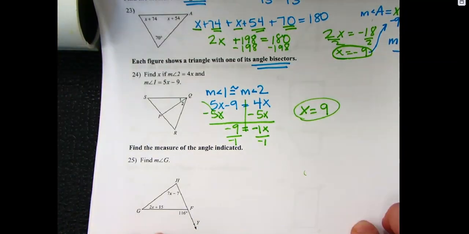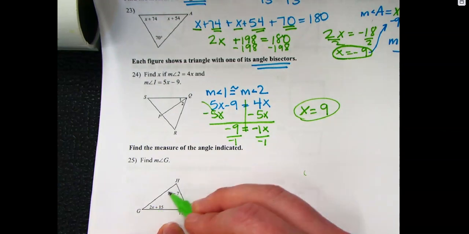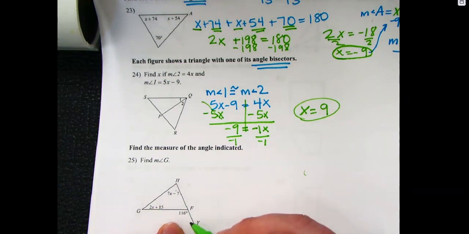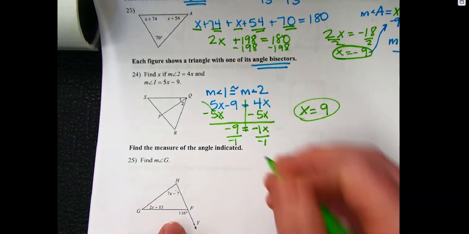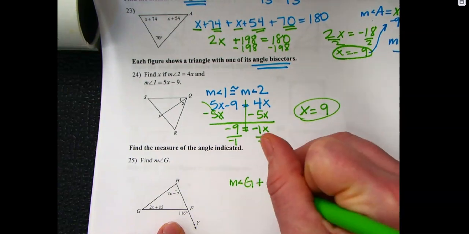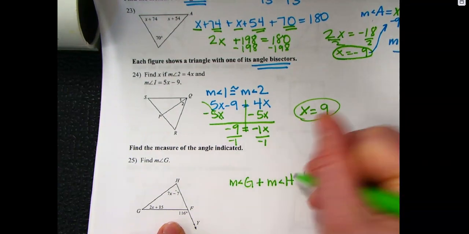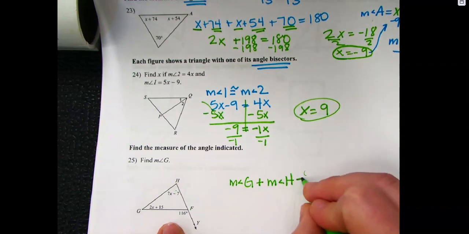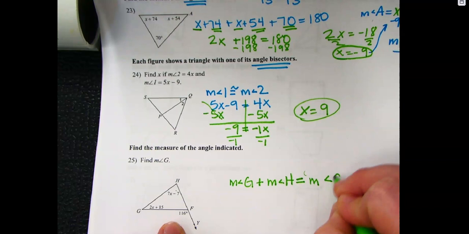Last one that I'm going to do on this video is number 25. We've made it to the halfway mark. We're talking about an exterior angle. Remember that the sum of the remote interior angles is equal to the exterior angle. So if I take the measure of angle G, add it to the measure of angle H, because those are the remote interior angles, it is going to be equal to the measure of angle GFY.